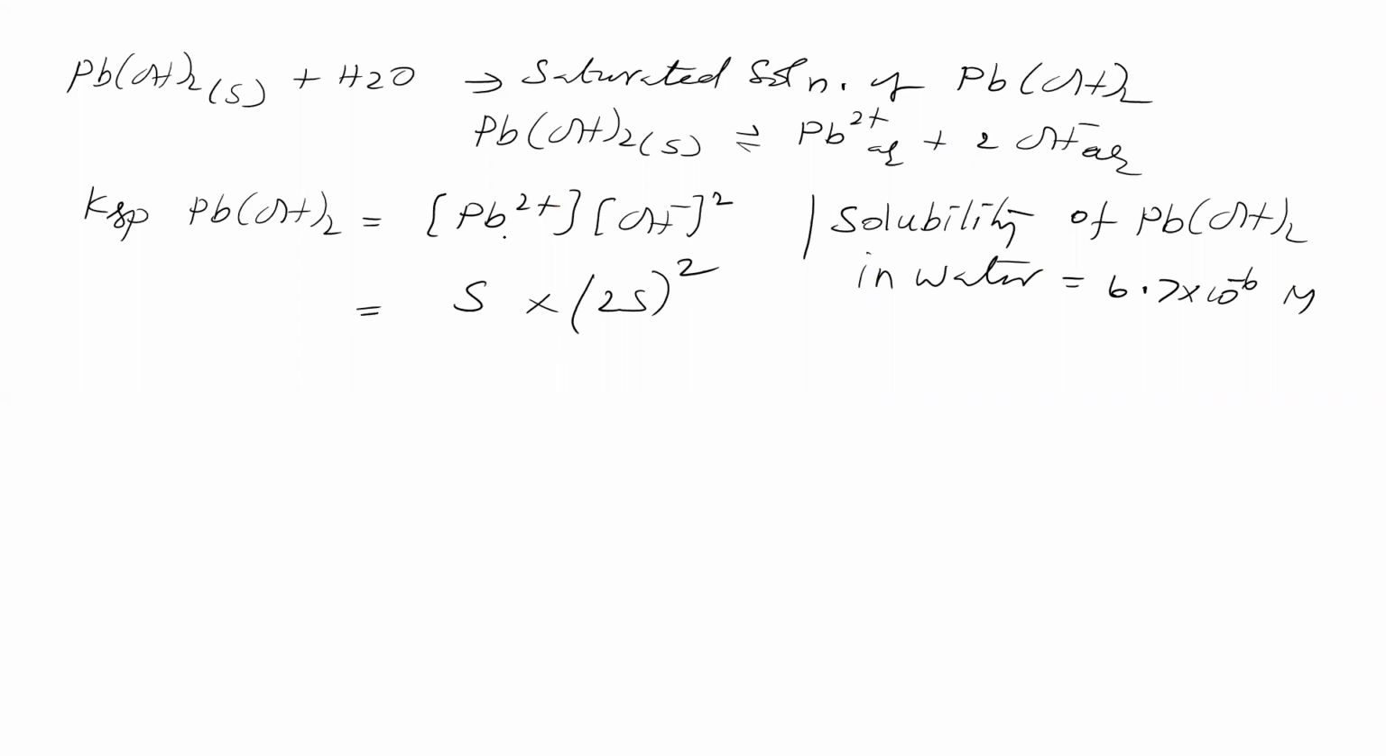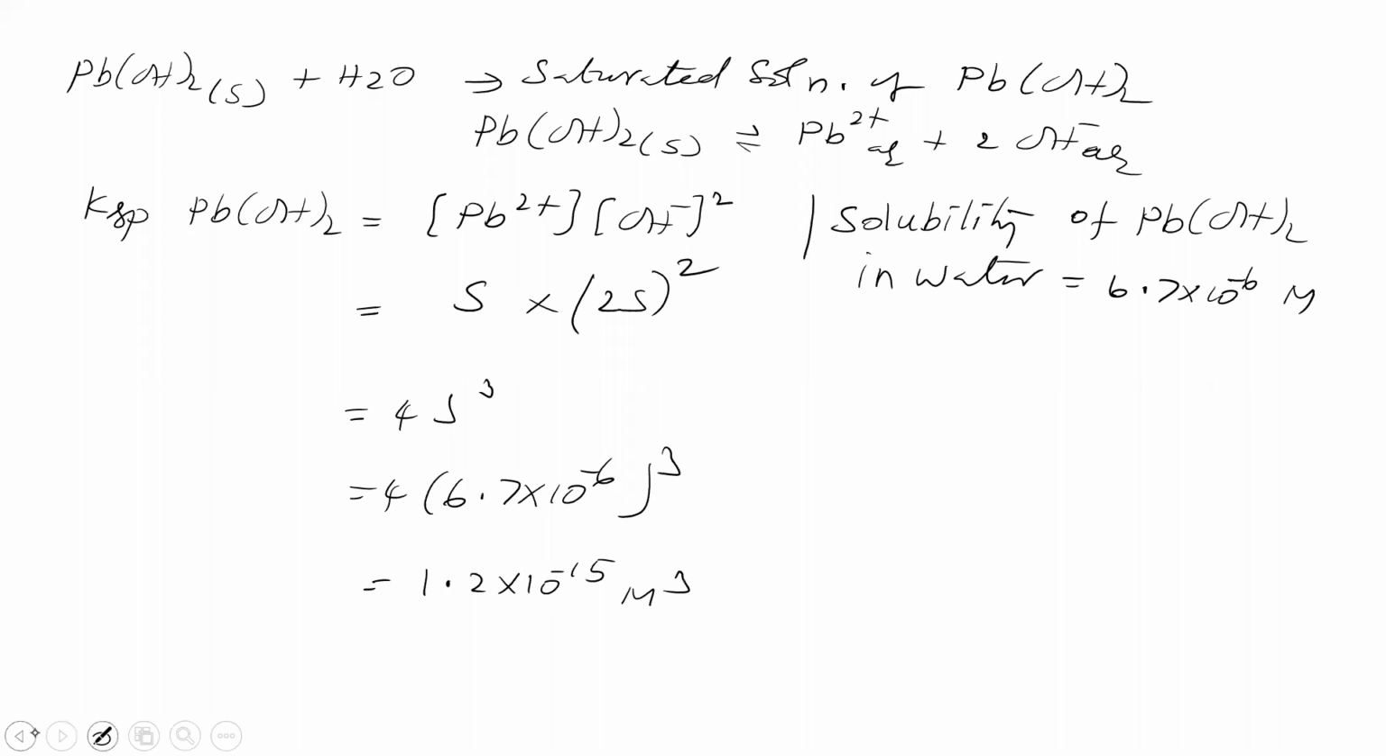So the concentration of Pb²⁺ is S molar and the concentration of OH⁻ is 2S molar, squared. Therefore, we get 4S cubed. Now we will substitute the solubility: 6.7 into 10 to the power of minus 6, whole cubed. So we get the solubility product of Pb(OH)₂, that is 1.2 into 10 to the power of minus 15 molar cubed. This we will substitute in the previous case.